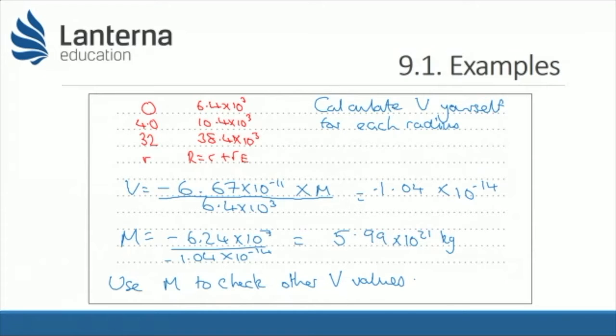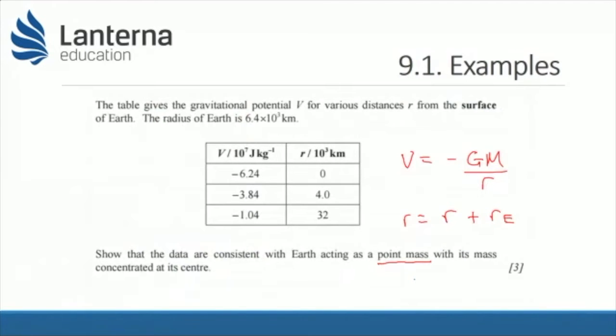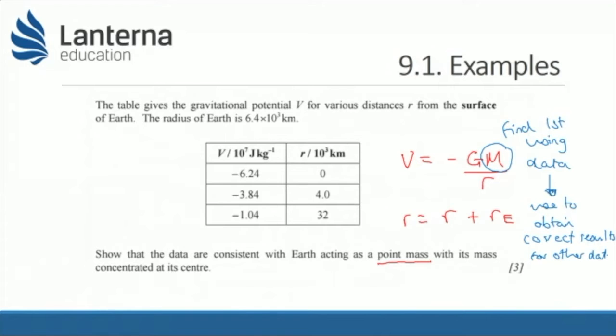Okay. Whenever you're asked to confirm values or show that things are consistent, the best thing to do is to use one piece of data to get the unknown. So this was the unknown. Find this first using the data, and then use it to obtain correct results for other data. If I take that value and use it with the data for the next answer, dividing by 10.4 times 10 to the 3, I get minus 384 and then 5 zeros, which is the exact same answer I got here. Okay.